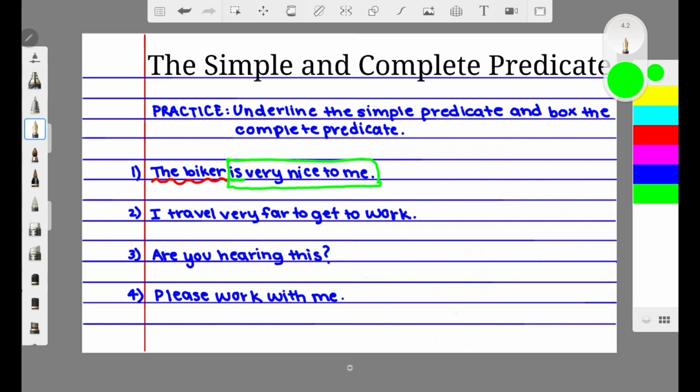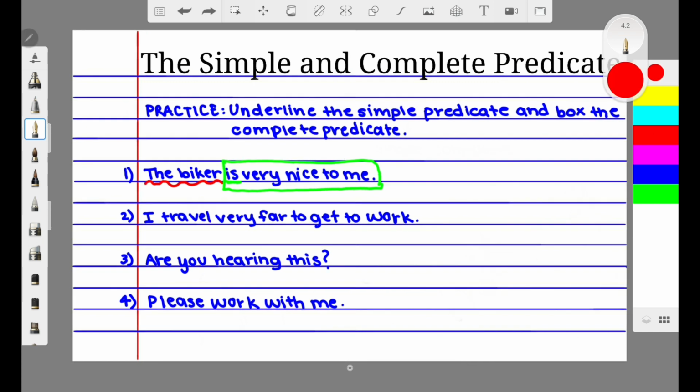Now, you need to be able to identify the subject to identify the predicate. So if you thought the subject was me, it probably messed you up. Alright, so I is your subject because it's modifying traveling, which is our verb, and therefore it's our simple subject, and there's no helping verbs attached to it. And then complete predicate is the entire phrase, travel very far to get to work.